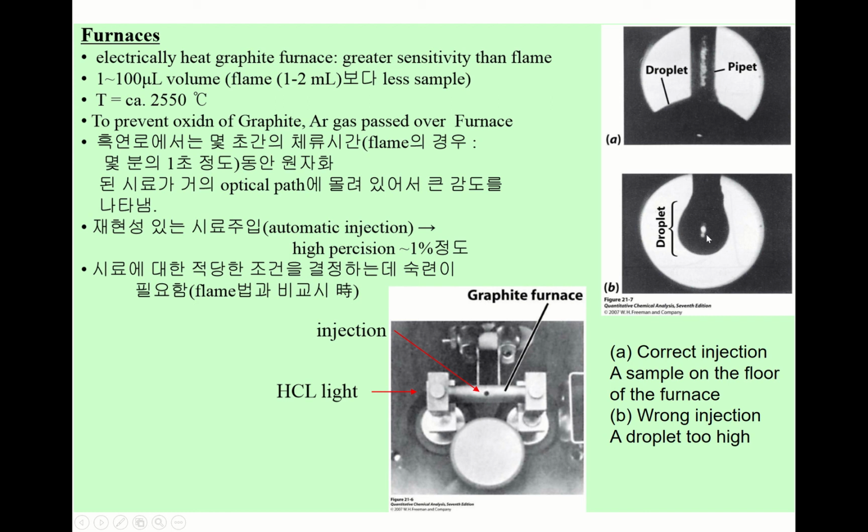This is a wrong injection here because the droplet is too high. This droplet is on the floor of the furnace, and this is a good injection.